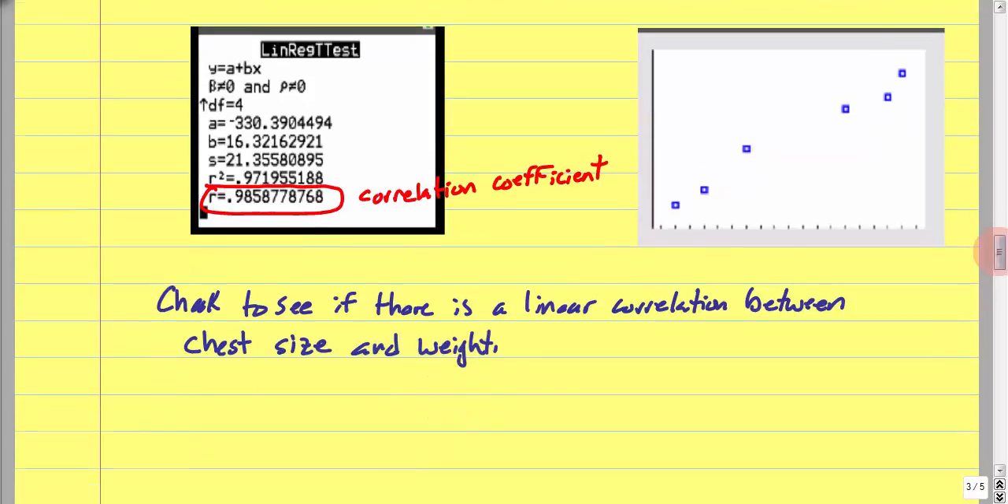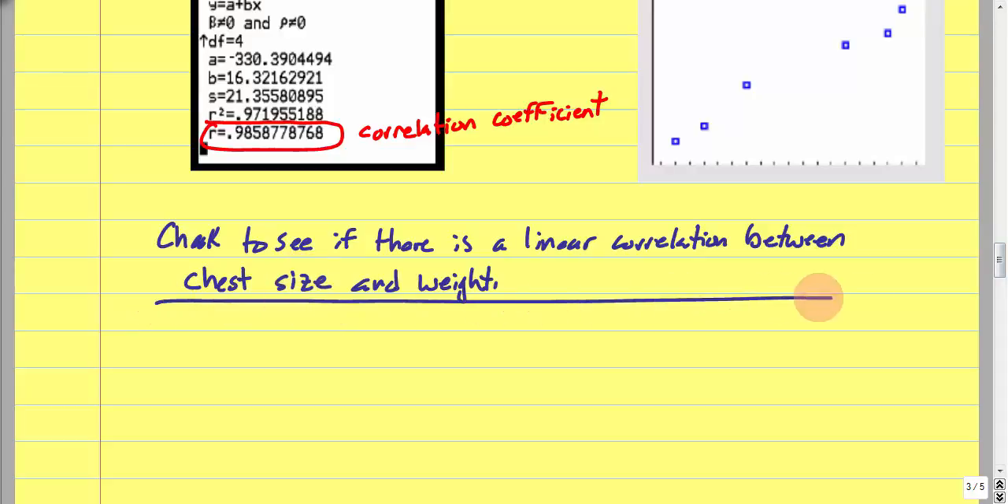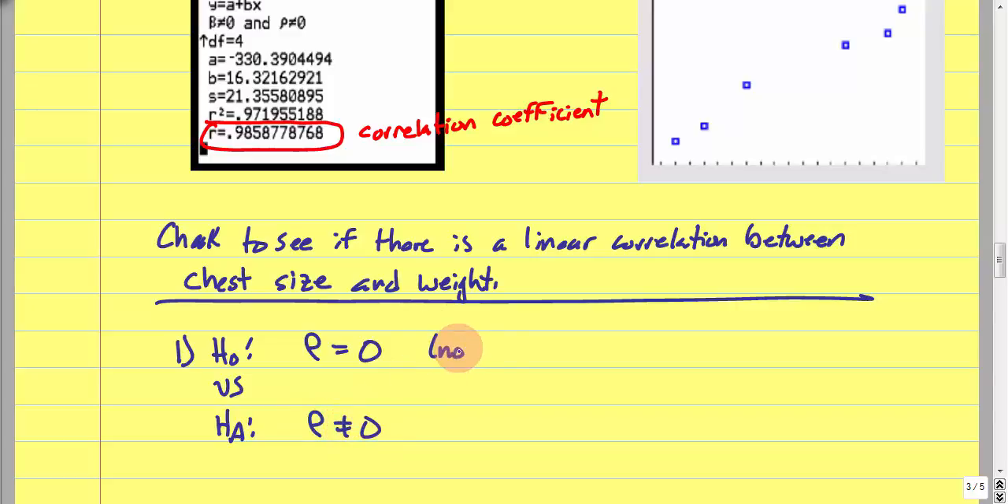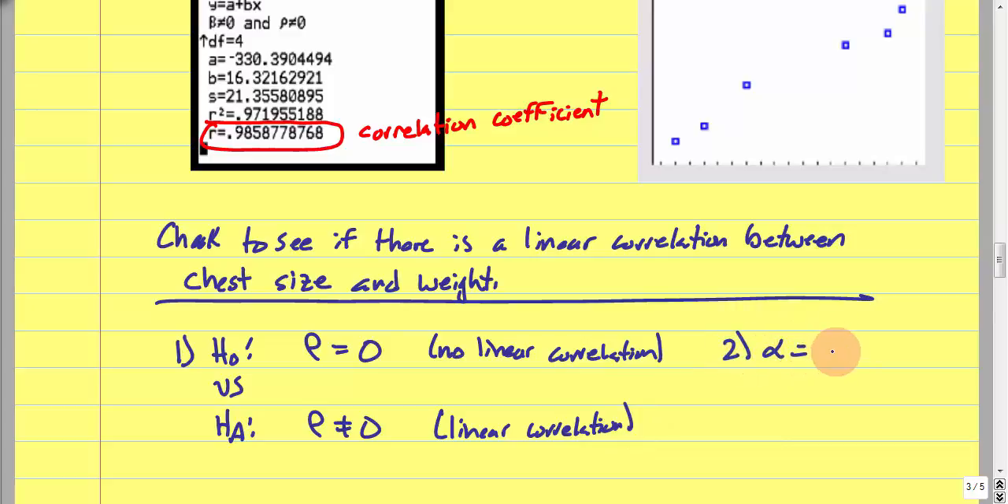Okay, so this is an actual hypothesis test. My first step is to do H0 versus HA. We're checking to see if the linear correlation coefficient rho is equal to 0 versus not equal to 0. So this is no linear correlation, and this is some sort of linear correlation. It doesn't tell me if it's positive or negative, strong or weak. They're just saying there's some linear correlation. In this particular case, let's use alpha equal 0.05.